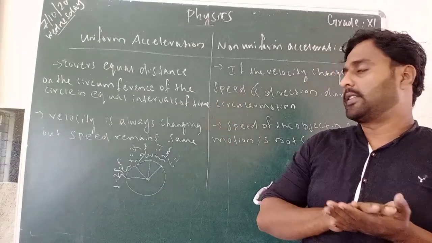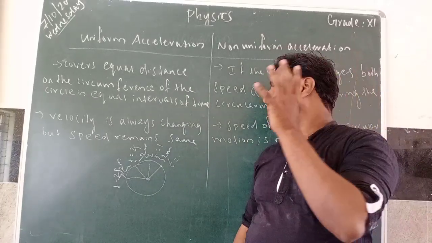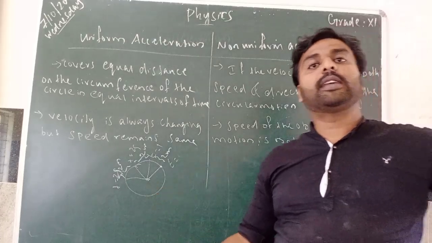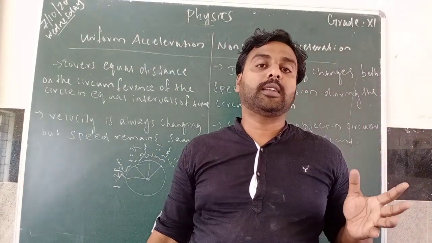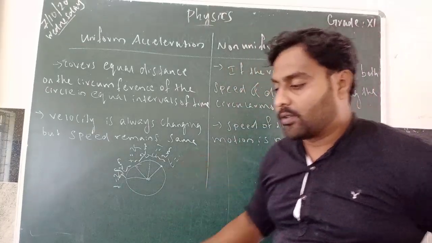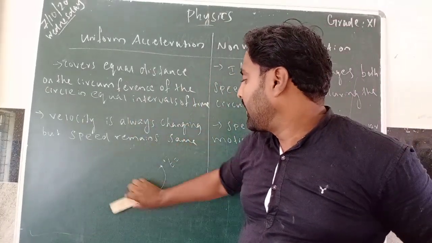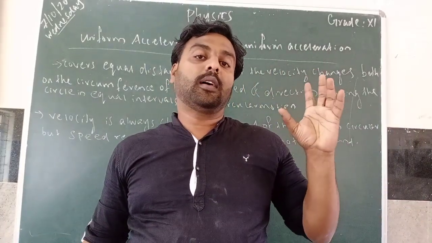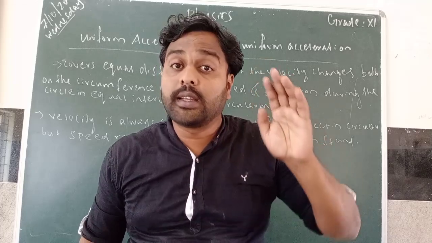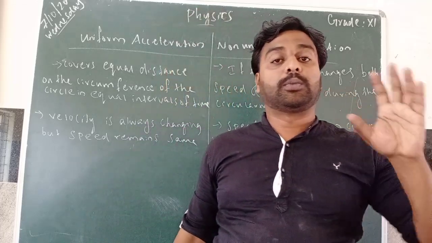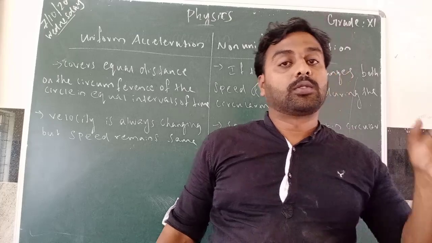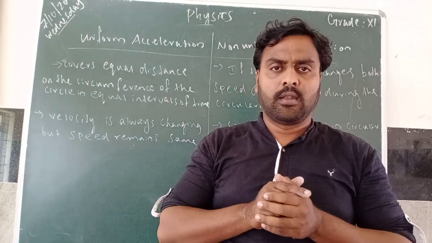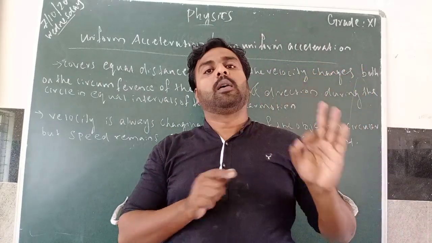And the second difference is that velocity is always changing but speed remains the same. How? I will show you how the velocity is changing. Before, you have studied the vector quantity and the scalar quantity. Velocity is a vector quantity, and speed is a scalar quantity. Velocity has direction, while speed has only magnitude.